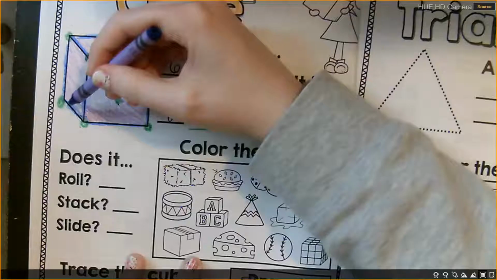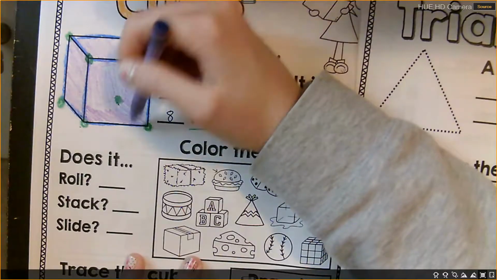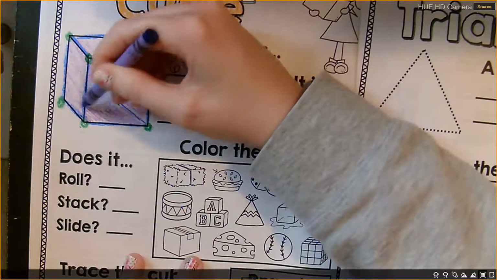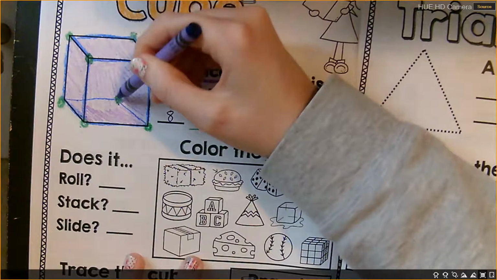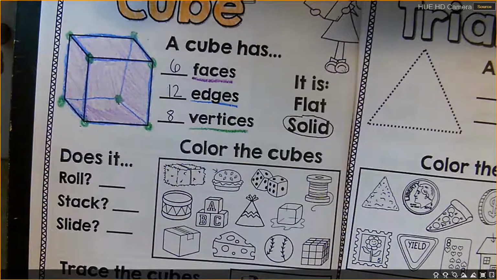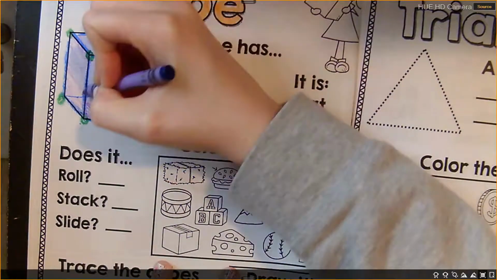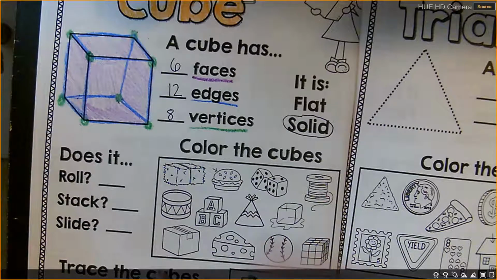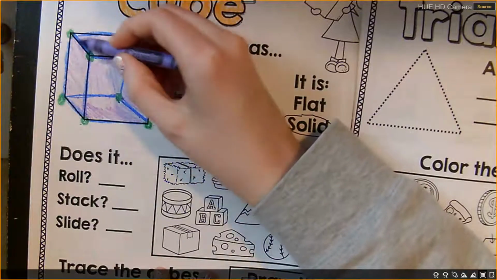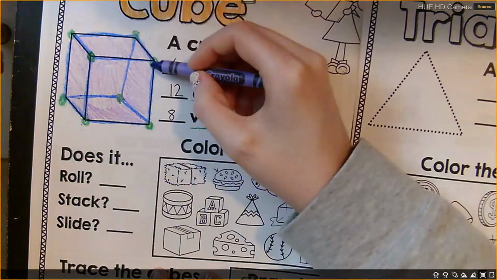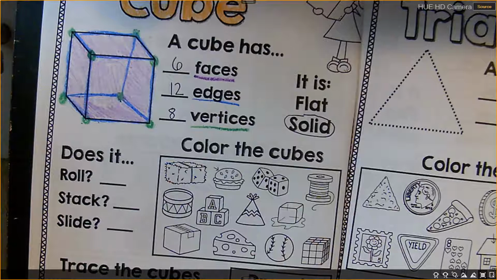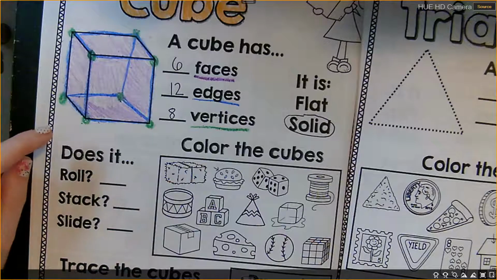And I could, if we go 1, 2, 3, 4, 5, 6, 7, 8, 9, 10, 11. I might have accidentally counted another one. And there we go. If we add those lines, you can now see all the edges. And it looks more 3D. Let's count those again. 1, 2, 3, 4, 5, 6, 7, 8, 9, 10, 11, 12. 12 edges.